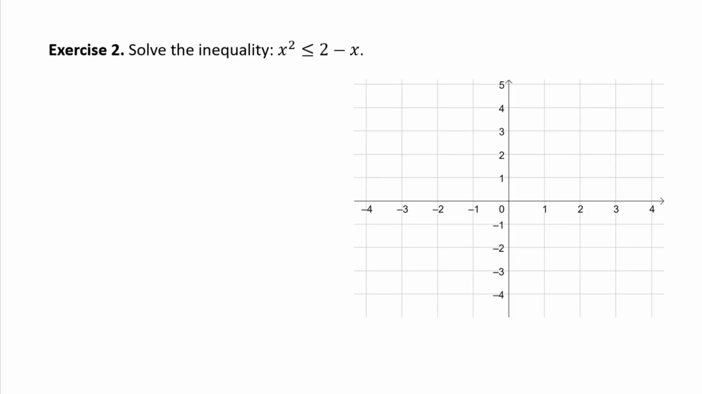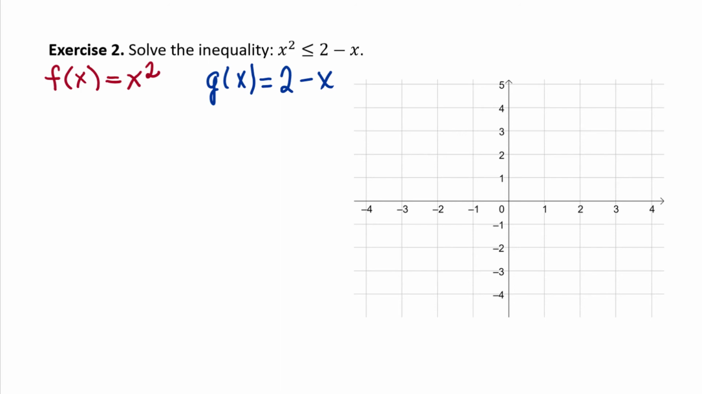Solve the inequality x squared is equal to or less than 2 minus x. We'll define functions f and g that correspond to the left-hand side and the right-hand side of this inequality. Let's let f of x equal x squared and g of x equal the line 2 minus x. Now we'll sketch each of the functions.